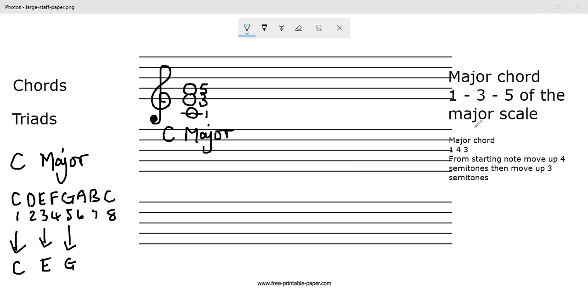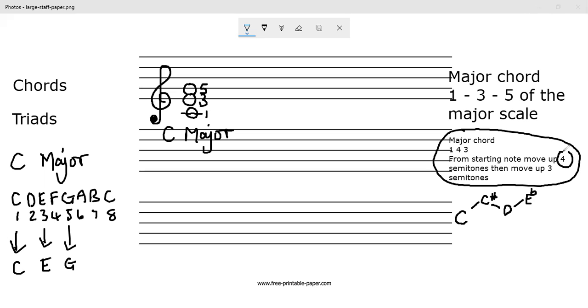Another way of working out a major chord is this way here, where we have the numbers 1, 4, 3. Now, what on earth does that mean? Well, that just means from the starting note, so let's start at C, we're going to move up 4 semitones. The first semitone would take us to C sharp, the second to D, the third to D sharp or E flat, and the fourth semitone, which is the one we want, would take us to E.